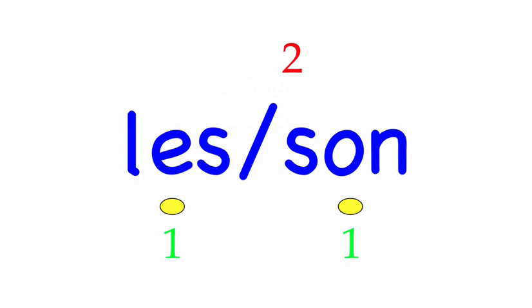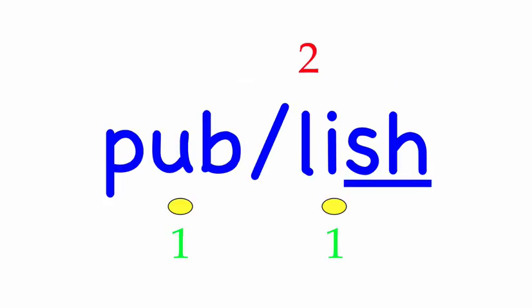Publish. I would like to publish a book. Publish. First syllable pub, 3 sounds: p, u, b. Lish, 3 sounds: ul, i, sh. Publish. Mark the word. Publish.